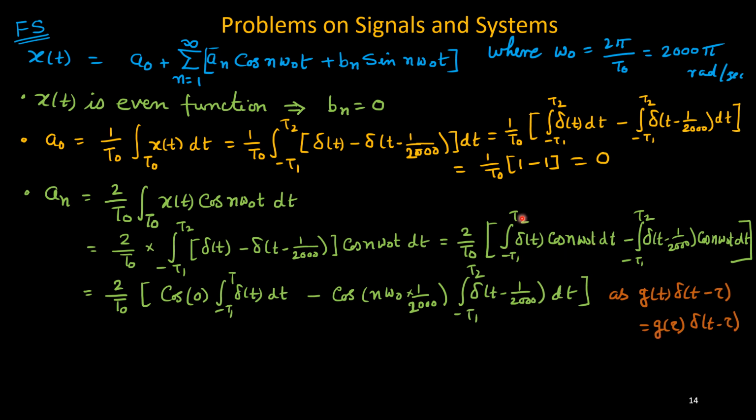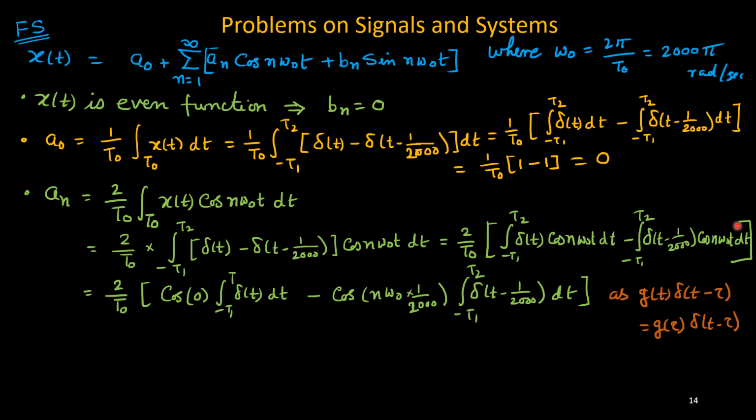Now the same thing I have used here. So this δ(t) cos(nω₀t), I can replace by δ(t) times cos of 0, because here τ equals 0. So cos of 0 is independent of t, I have taken it outside, and so the integration is only δ(t) dt for limits minus t1 to t2. It should be 2. Okay, fine.